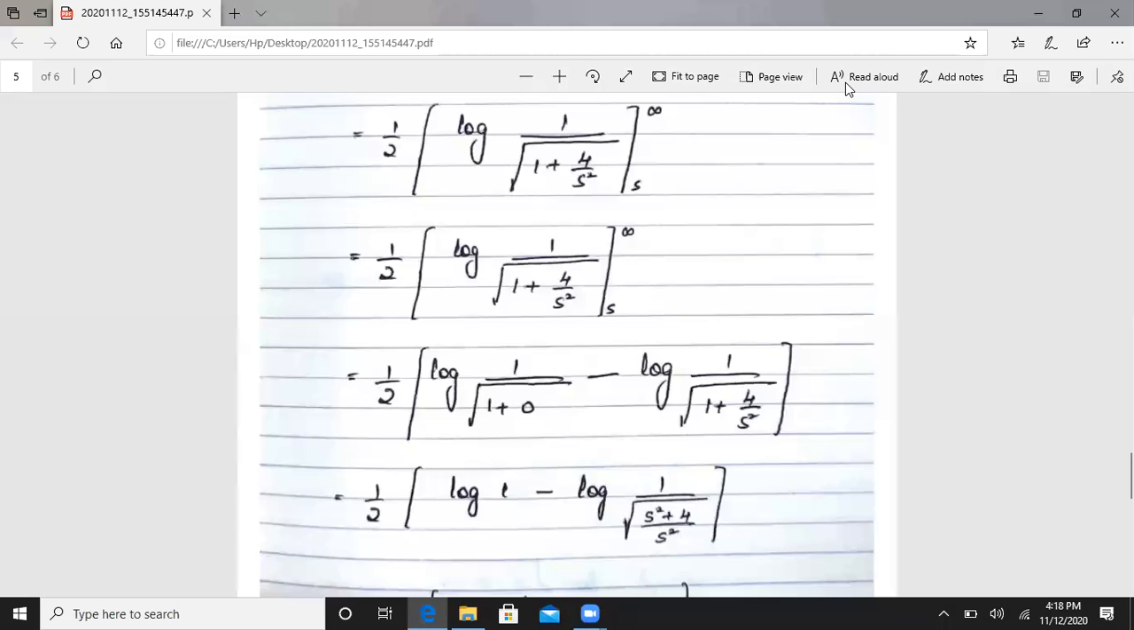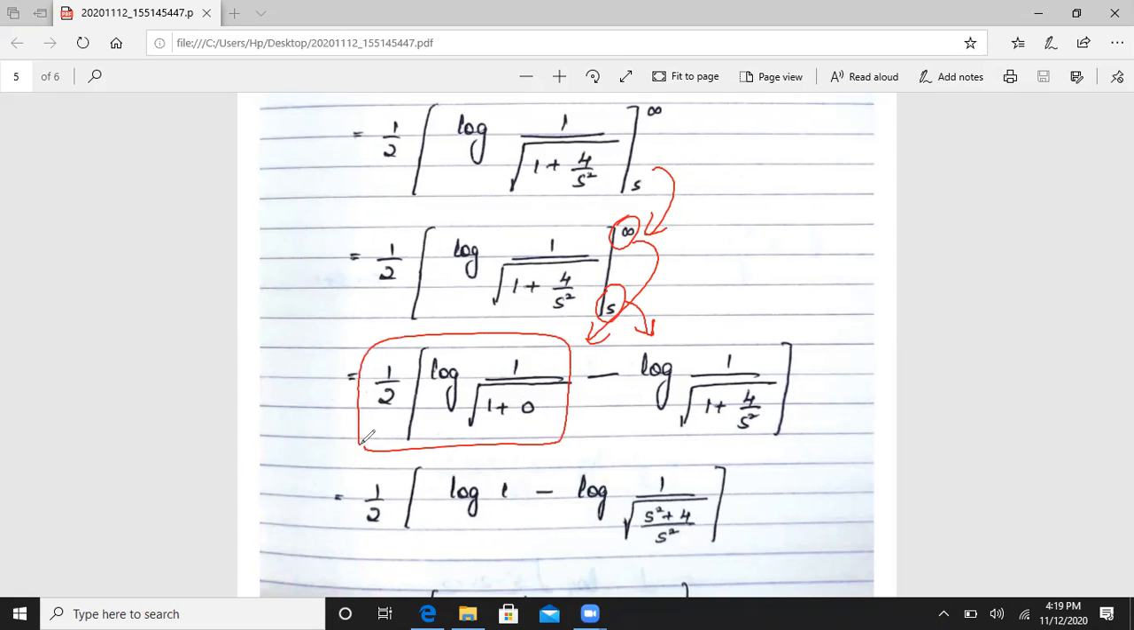Okay, we'll write this function as it is, that is 1 by 2 into log of 1 divided by 1 plus 4 divided by s square, where the limits are s to infinity. Now we have to apply here the upper limit minus the lower limit. That means 1 divided by 2 into log of 1 by under root of 1 plus 4 by infinity, which is 0. Okay, minus log of 1 divided by 1 plus 4 by s square, since the lower limit is s only, so we will get the same answer as it is.